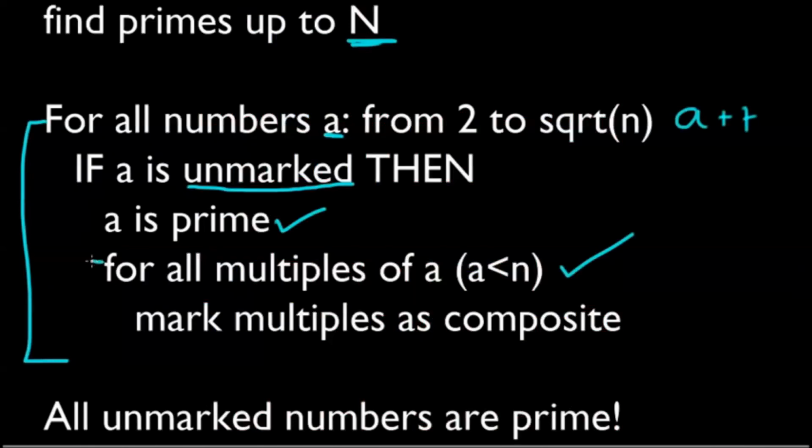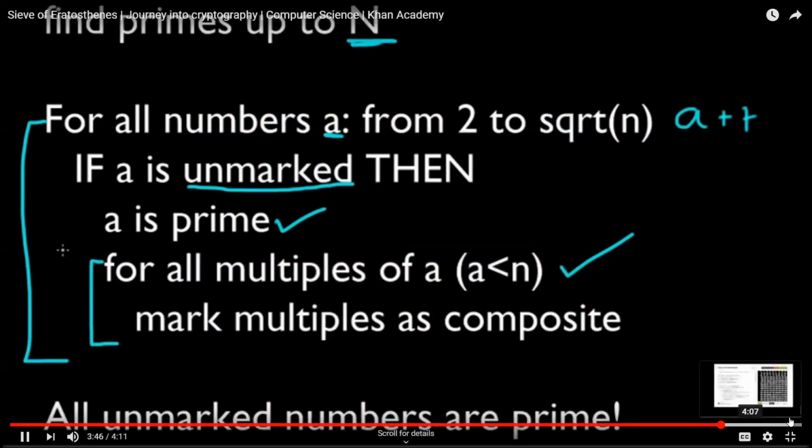Notice here that this is also a loop. So we have a main loop, and for when we find a prime, this marking off of multiples is also a loop. So it's important to notice here that we have a nested loop. We have a loop inside a loop.